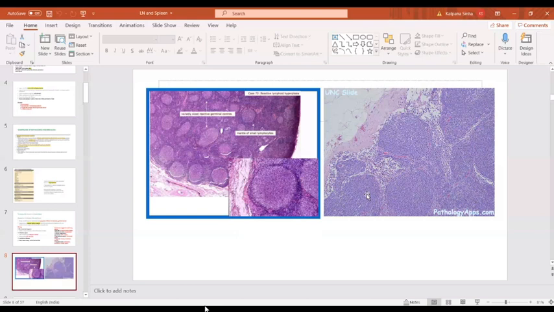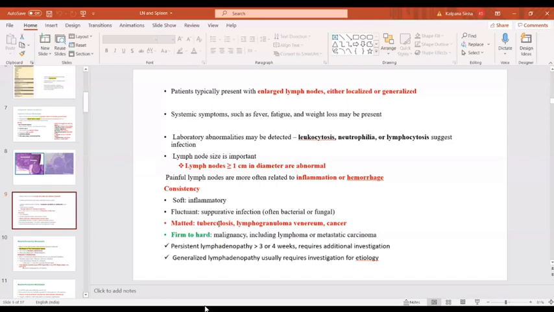So for every lymph node, you have to look for the consistency. Soft is basically inflammatory, fluctuant is suppurative, and matted, the tubercular lymph nodes are matted. It's characteristically known as matted because they coalesce with each other. And even the metastatic one can also be matted. Firm to hard is lymphoma or carcinoma.